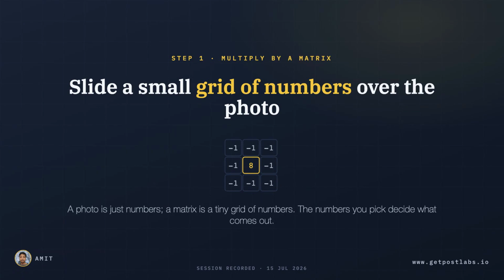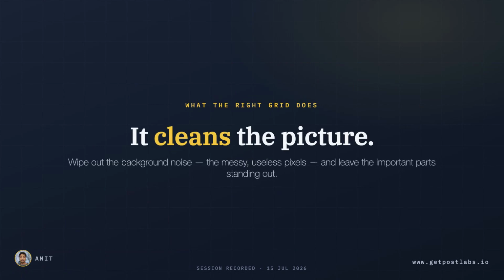A photo is just numbers to a computer, and a matrix is a tiny grid of numbers. You slide that grid across the image and multiply. That's it. And the choice of numbers decides what you get out. Pick the numbers right and that grid cleans the picture. It wipes out the background noise, the messy, useless pixels, and leaves the important parts standing out. Suddenly the photo is far easier to read.